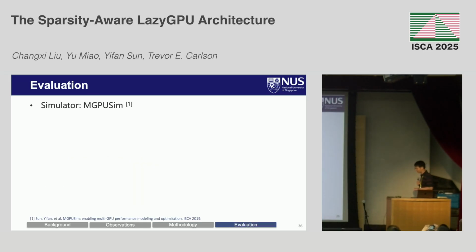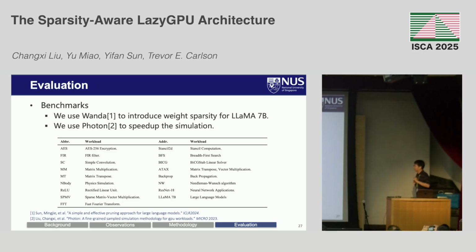So this is our architecture. And then we go to our evaluation. We use MGPUSim as our simulator to simulate this architecture. For the benchmarks, we evaluate all the benchmarks provided by MGPUSim. We also add 2 new benchmarks: one is ResNet, and one is a large language model, Llama 7B.